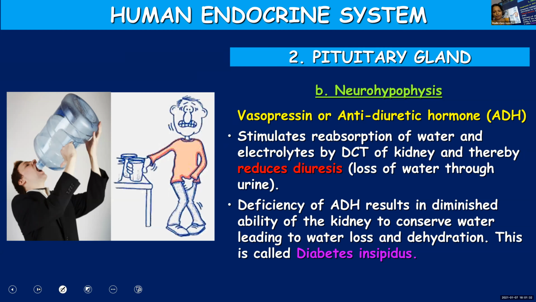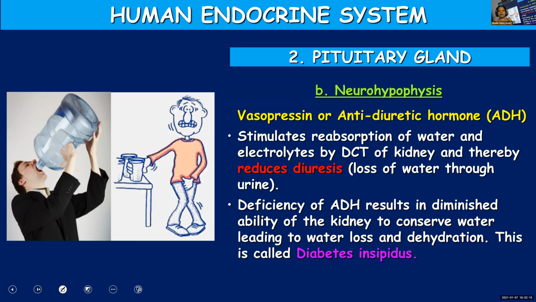And this condition is known as diabetes insipidus. This should not be confused with diabetes mellitus. Diabetes mellitus is the one which you are very familiar with, which is caused by the deficiency of insulin or defective production of insulin by the pancreas. Insulin will help in regulating the level of sugar in your blood, and when the pancreas is not producing a sufficient amount of insulin, the blood sugar level rises up and it results in a condition known as diabetes. That is diabetes mellitus.